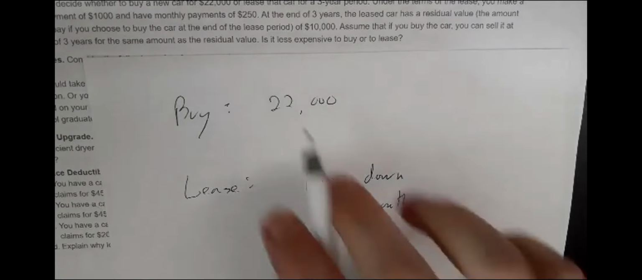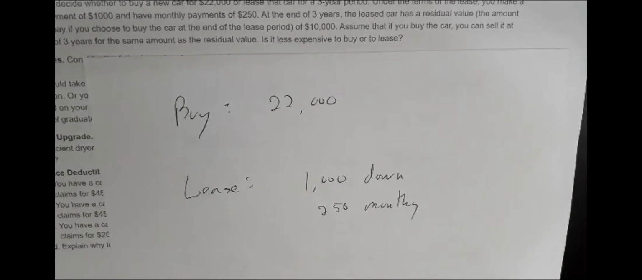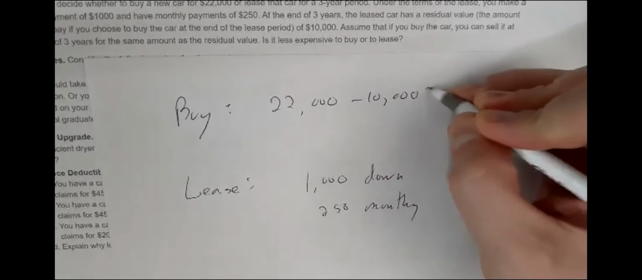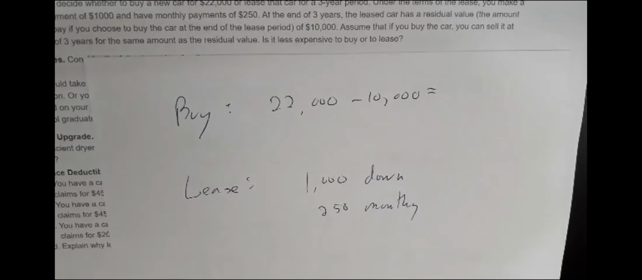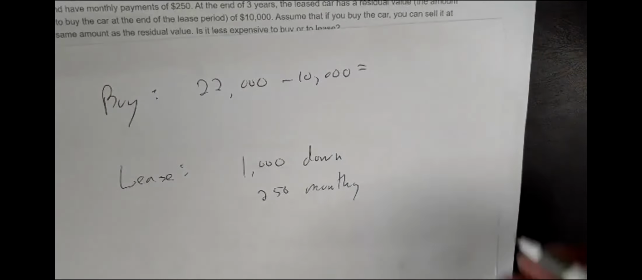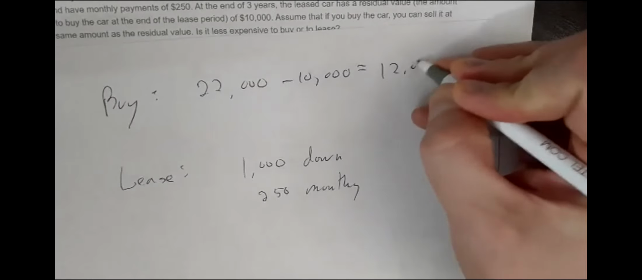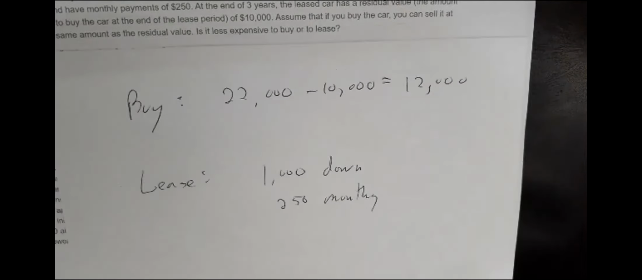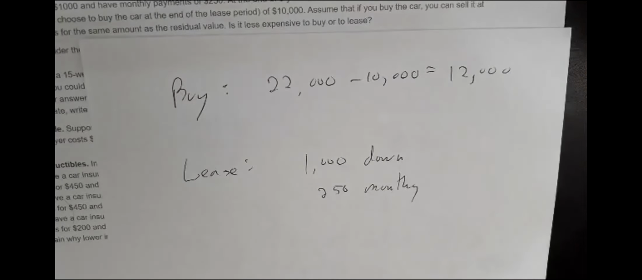So if we buy a car, we're going to buy it for $22,000, then we're going to sell it for $10,000. So if we want to know all in all how much we spent on the car for the 3 years, it would be the $22,000 minus the $10,000 we're getting back for it. I think this one would be the more straightforward one to solve. And this is what, 43? Okay.